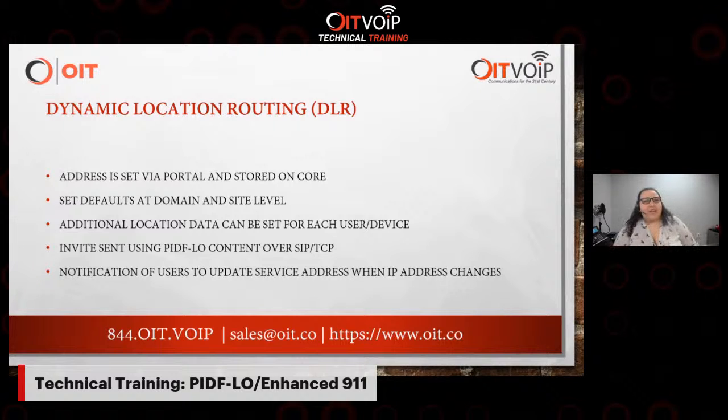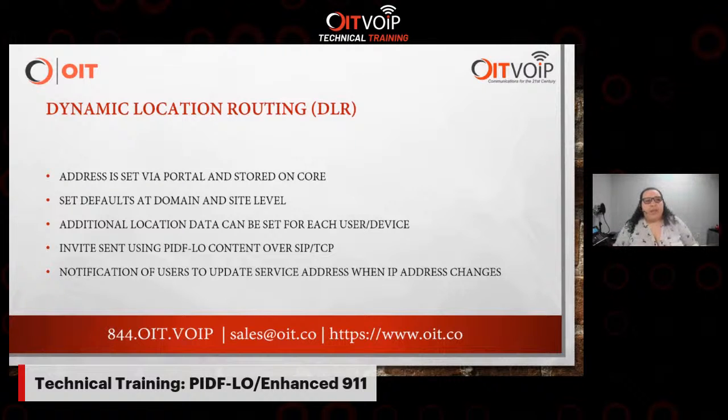It is still validated on the carrier end and is still validated against USPS. So those things have not changed. It is still going to have to match what the 911 dispatcher has on file. You can still set defaults at the domain and the site level, but you will also be able to add additional location data at the domain and site level, as well as per user and per device.